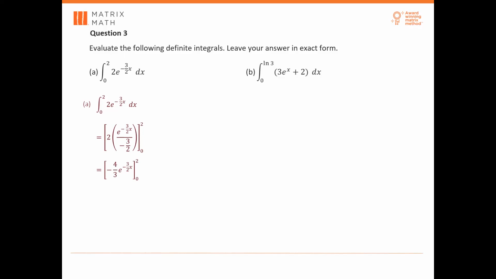So we have minus 4 over 3 with the following. Go and find out what happens when x goes to 2, x goes to 0. This is what you will get. So the final answer will be minus 4 over 3 e cubed plus 4 over 3.